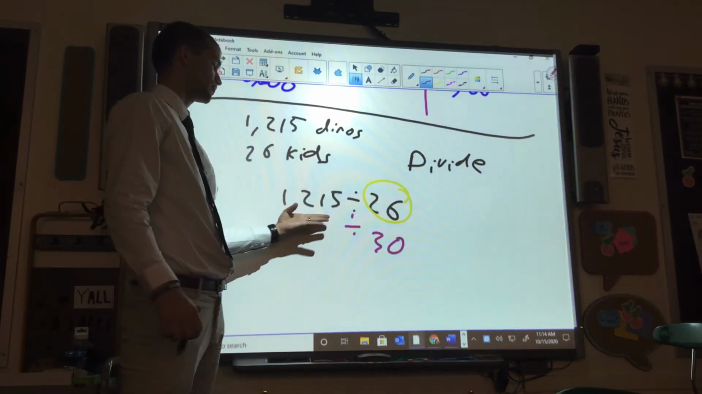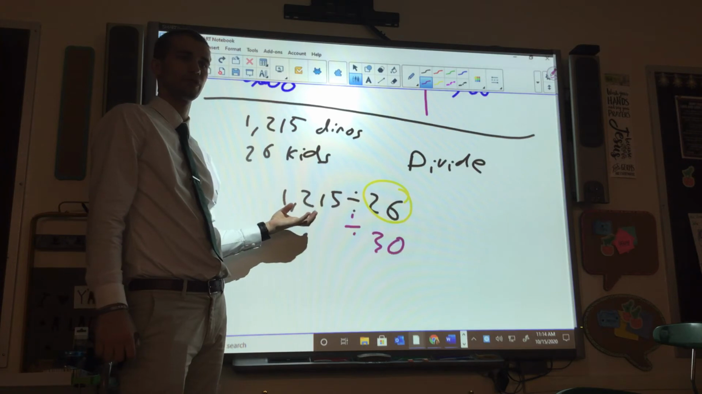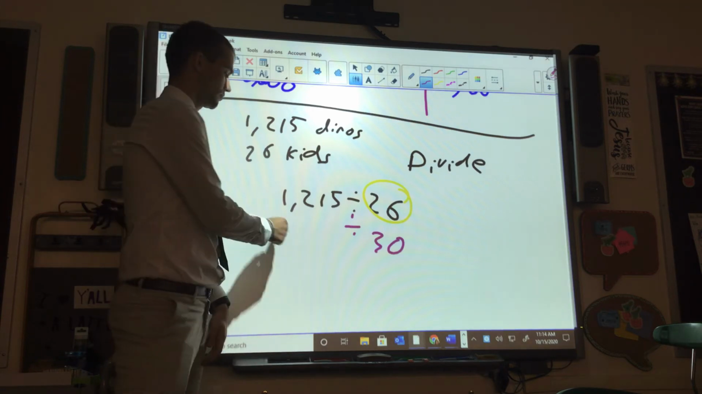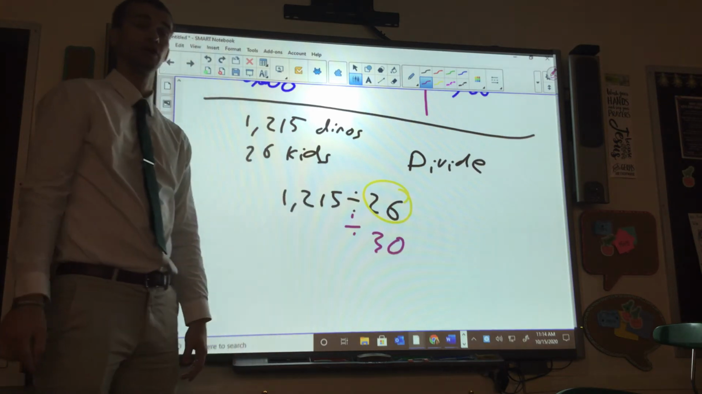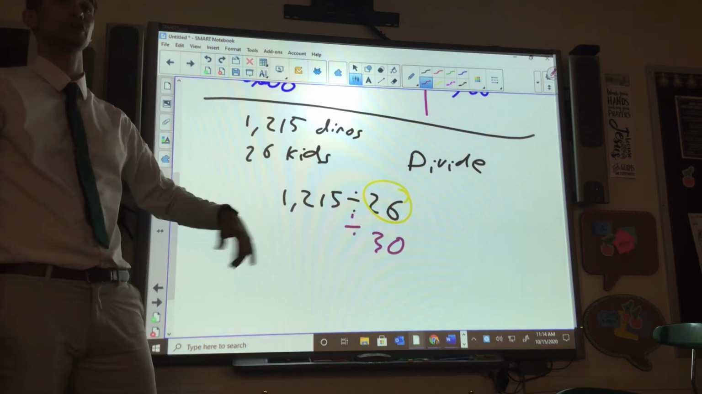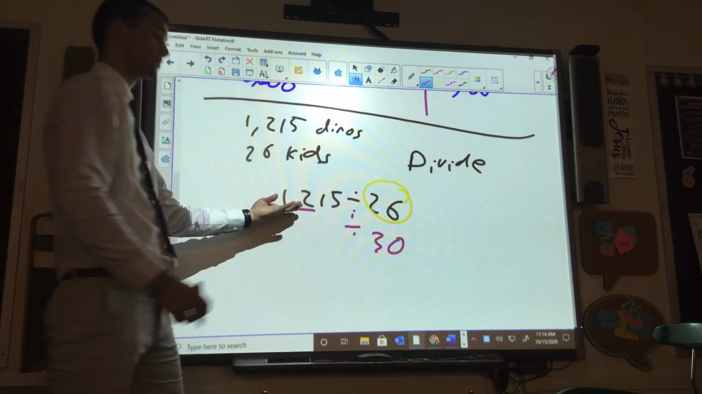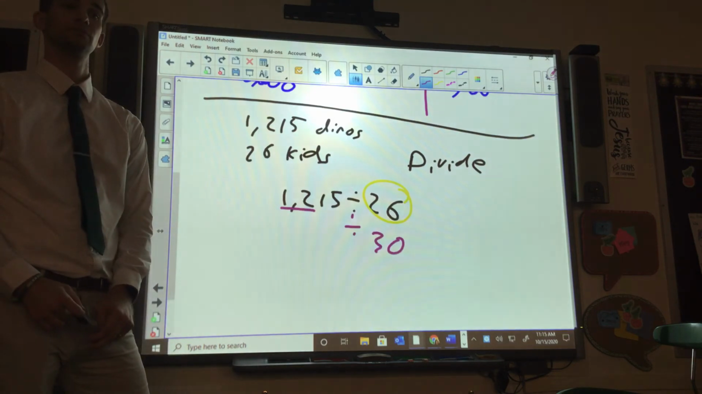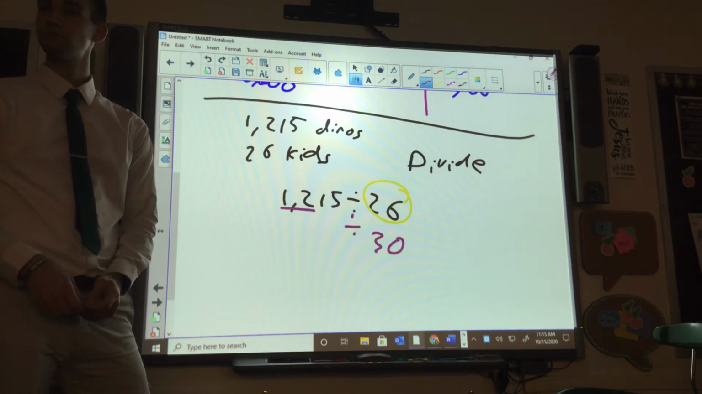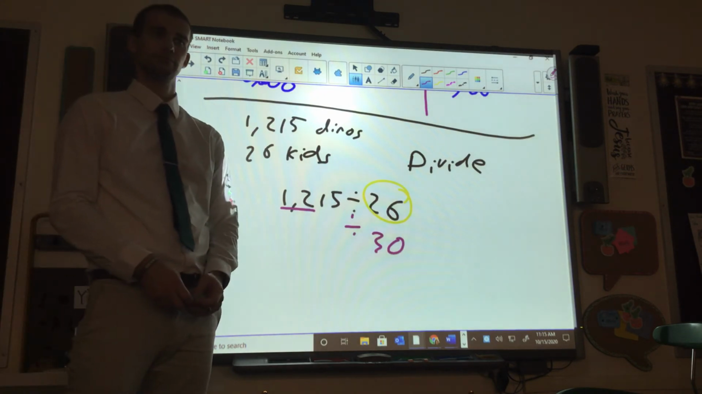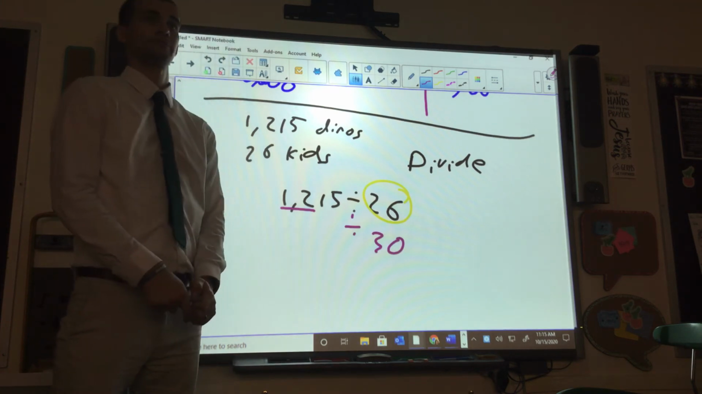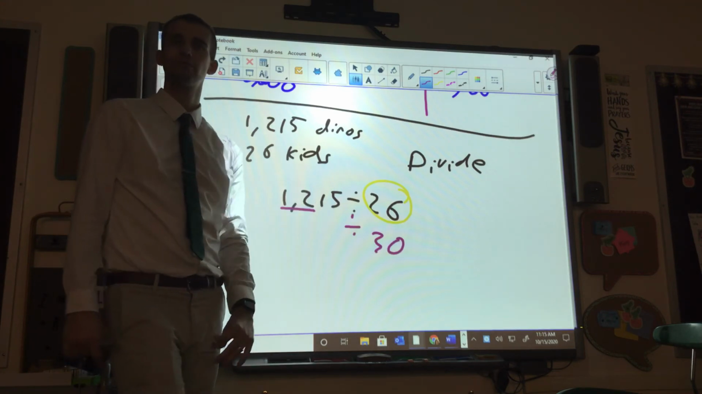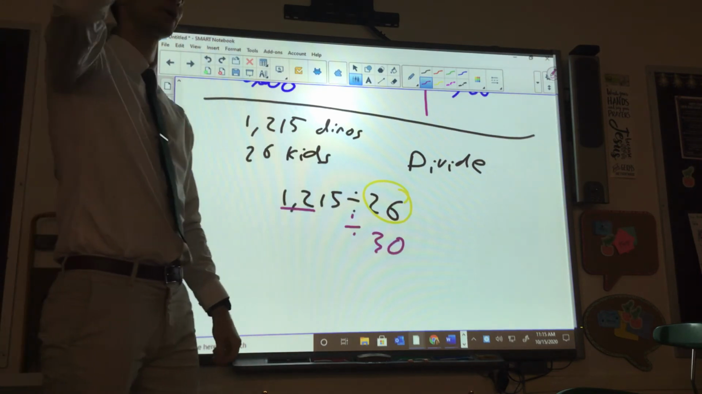So I turn this into 30. Think, what does 3 go into? That's like using the front numbers up here. 30 is not going to go into 10. It's not going to go into 20. So you have to think about what number close to 12 that 3 goes into. It goes into 12. That's right, it goes into 12.